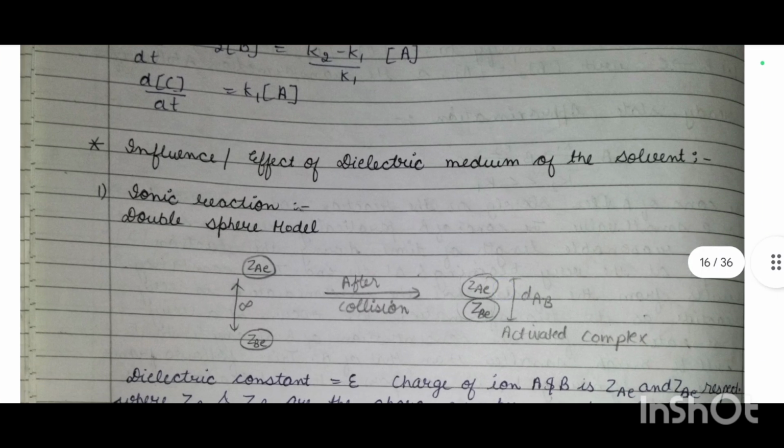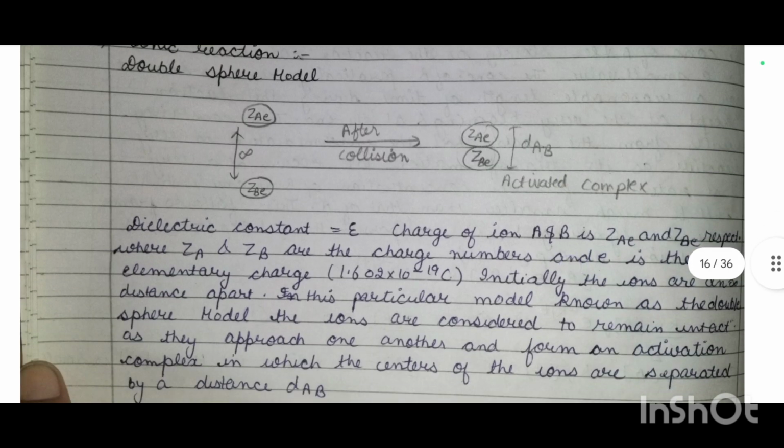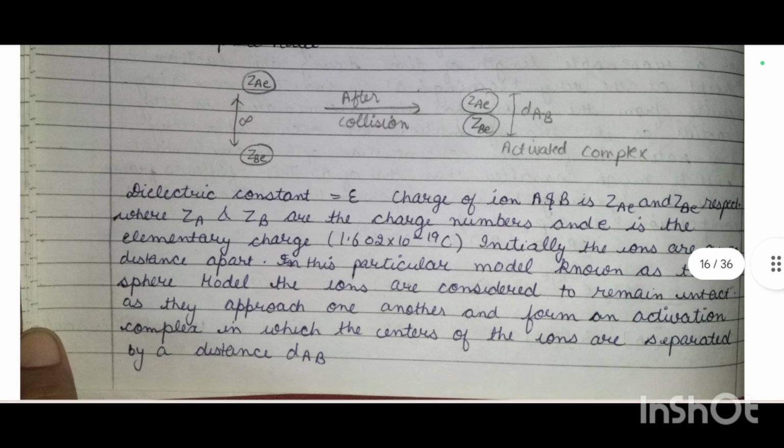Influence or effect of the dielectric medium of the solvent. Ionic reaction, double sphere model. Dielectric constant epsilon, and the charges of ions A and B are ZAe and ZBe respectively, where ZA and ZB are the charge numbers and e is the elementary charge.